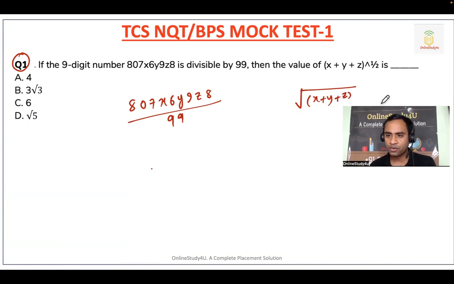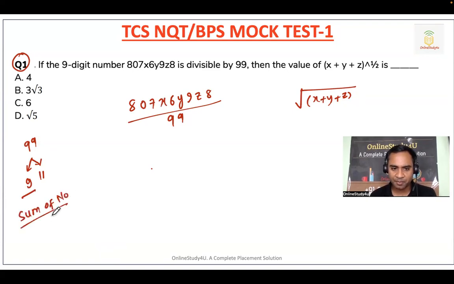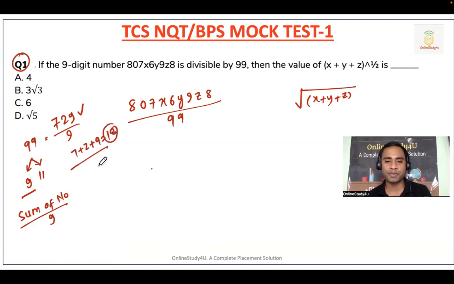Okay, fine, no issues. If a number is divisible by 99, it should be divisible by its factors 9 and 11. And if a number is divisible by 9, then the sum of its digits should be divisible by 9. Like 729, is it divisible by 9 or not? The sum: 7 plus 2 is 9, 9 plus 9 is 18. The sum 18 is divisible by 9, so this number will be divisible by 9. So here also we will see for what value of x plus y plus z this number is divisible.